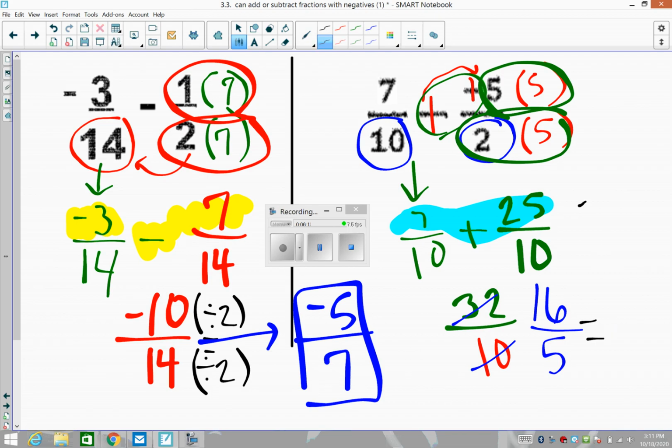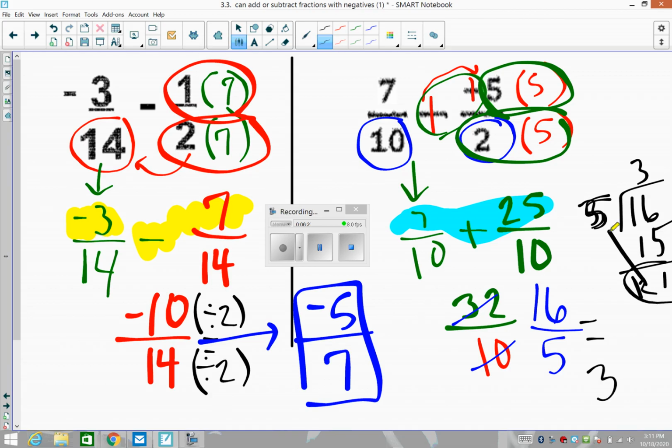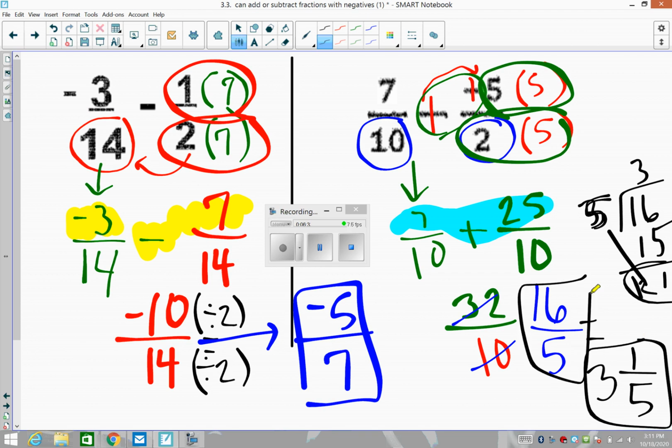So 5 goes into 16, is what I meant to say, 3 times, which is 15, remainder 1. So this would be 3 and 1/5. You could also go decimal, I suppose, on that. But we are in a fraction lesson, so I'm going to keep it either as improper, in lowest terms improper, or as mixed. Either way, I'm good with both answers.